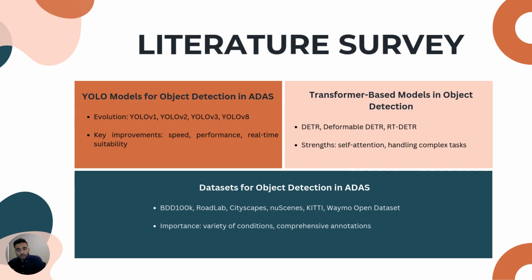Okay, coming to the literature survey, I've divided that into three sections. First would be the YOLO models for object detection. Second is transformer based models. And third is the datasets that we explored.